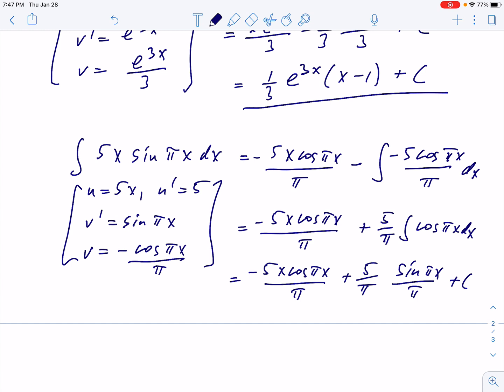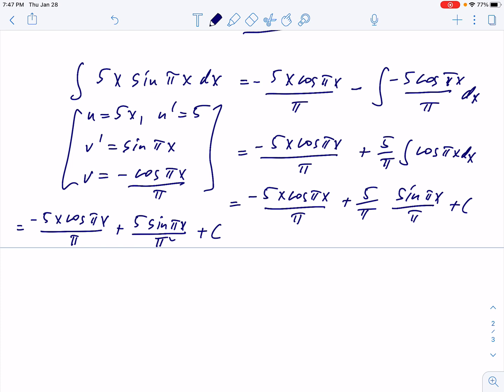And here is the result: negative 5x cosine pi x over pi plus 5 sine pi x over pi squared, plus c. This is our answer.